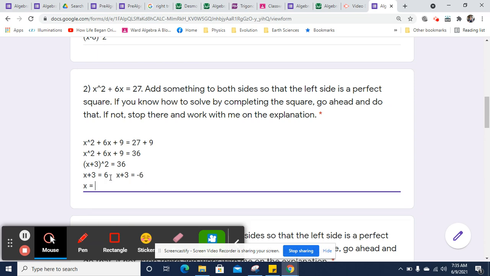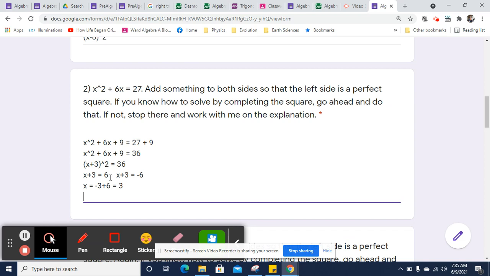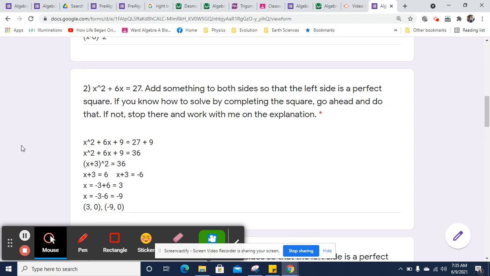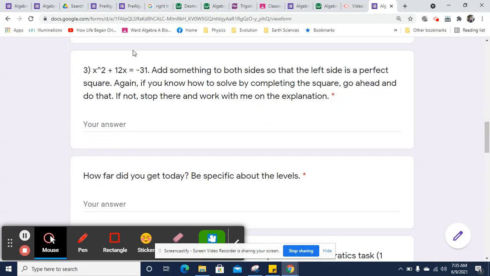So x will equal negative 3 plus 6, which is just 3. And x will equal, we subtract 3 from both sides to get rid of the plus 3, negative 3 minus 6, which will be negative 9. So we have x-intercepts at (3, 0) and (negative 9, 0). We'll take a look at the next one.